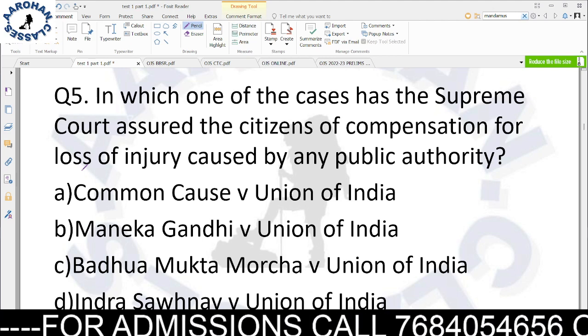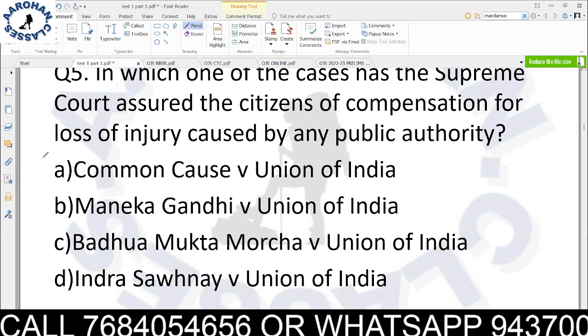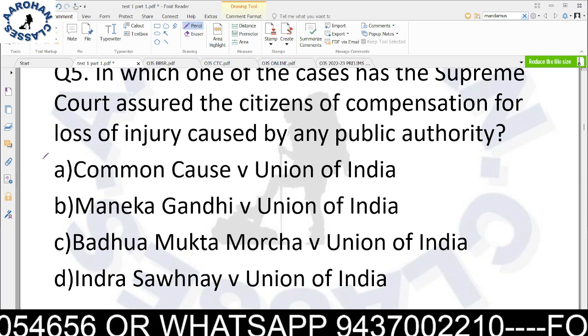So the options are given here. So the answer is A, that is Common Cause versus Union of India.